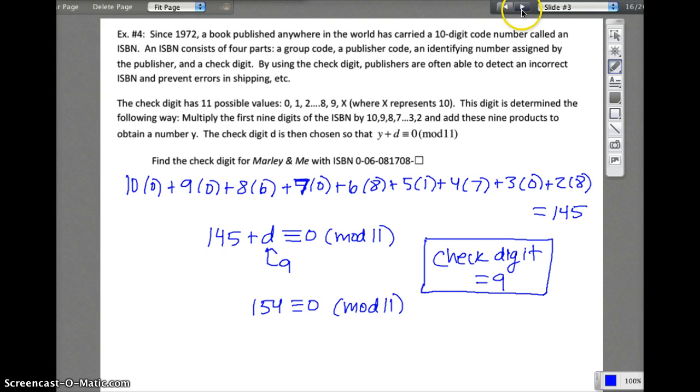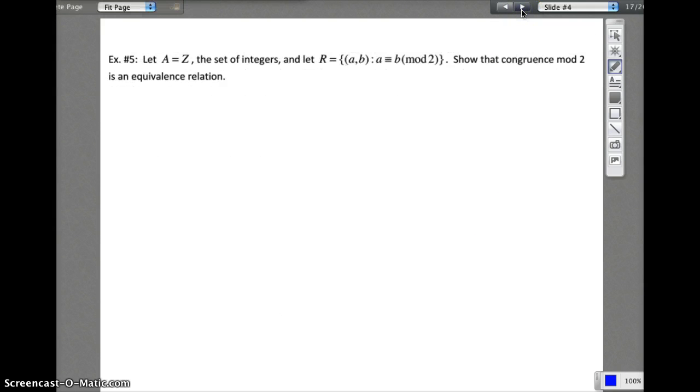We spent a lot of time in section 2.2 talking about the idea of equivalence relations, and it turns out that congruence is actually an equivalence relation. So let's look at this in example number 5. So let's let our set A be the set of integers. And here's how we're defining our relation. So (a, b) is in our relation if a is congruent to b mod 2. So we want to show that congruence mod 2 is an equivalence relation. So we've got 3 things to look at. Let's start with reflexive.